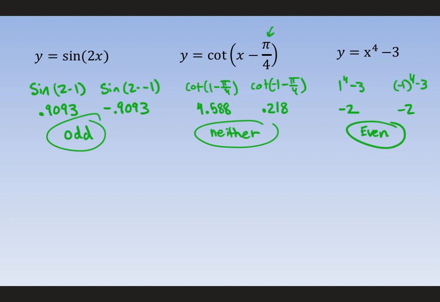So opposites, odd. Random numbers, neither. Exactly the same, meaning both positive, both negative, whatever it is, even. Okay, with that, you should have enough information to be able to get started on the homework.